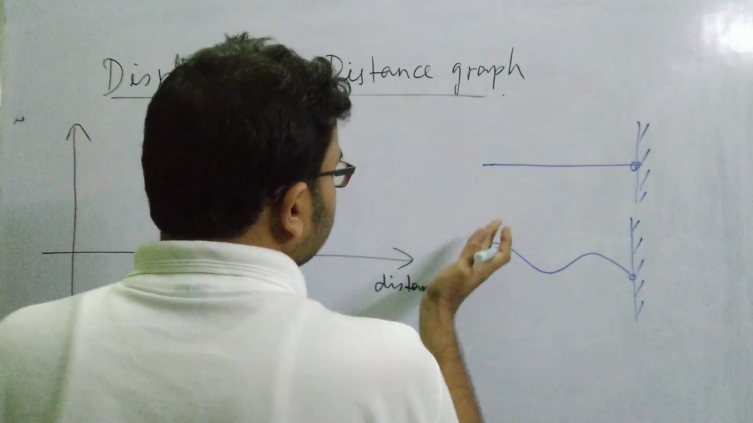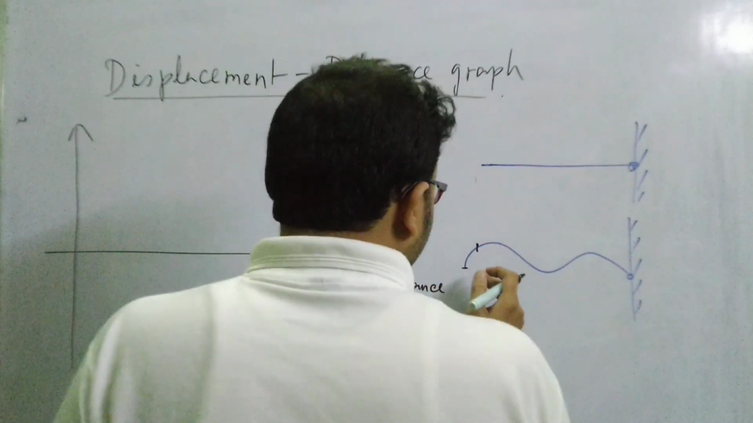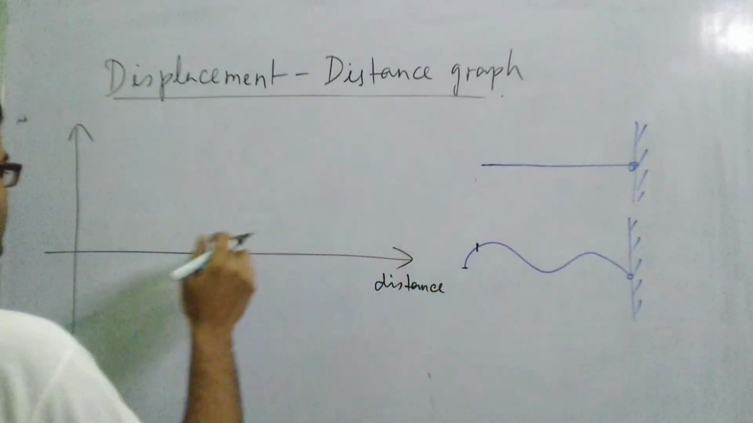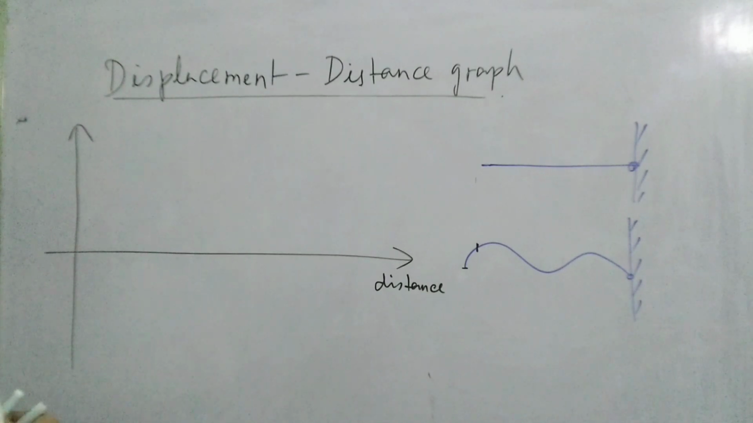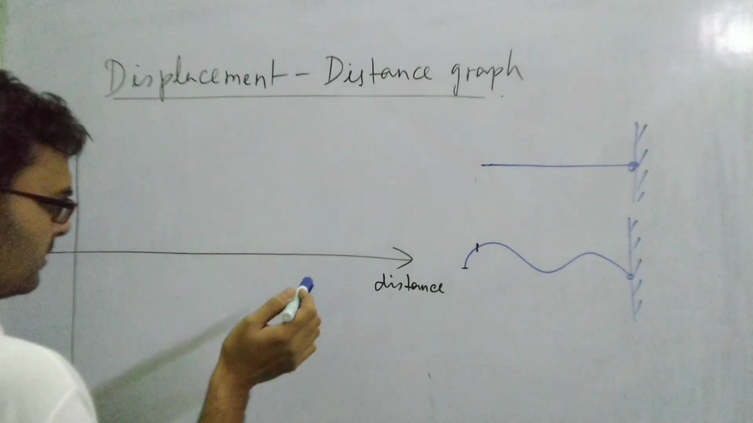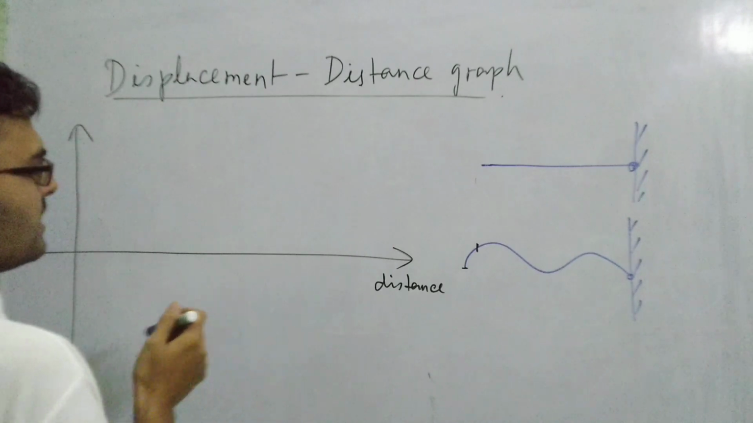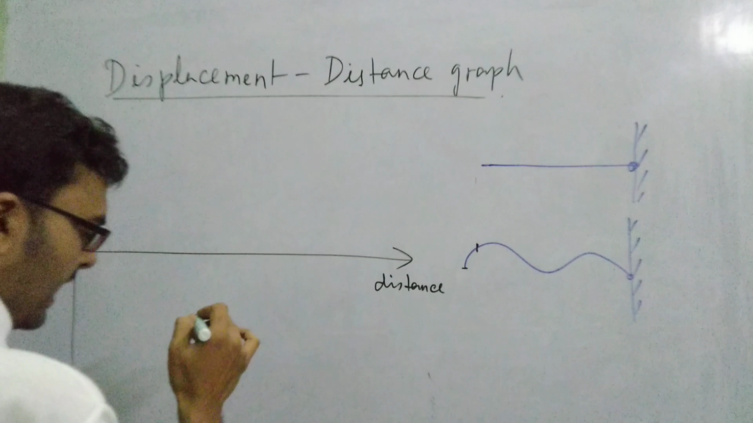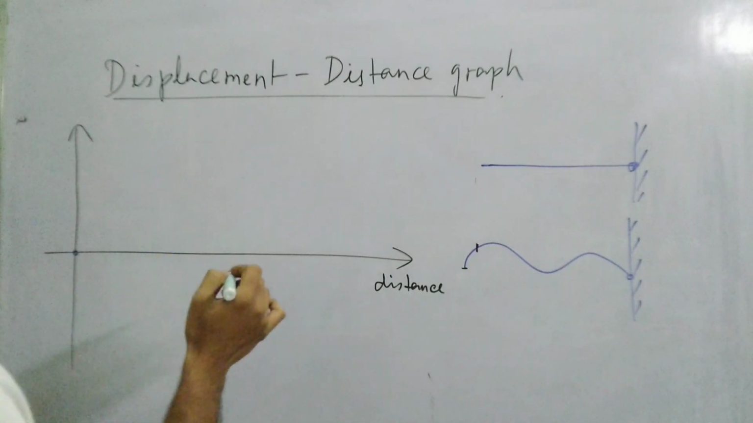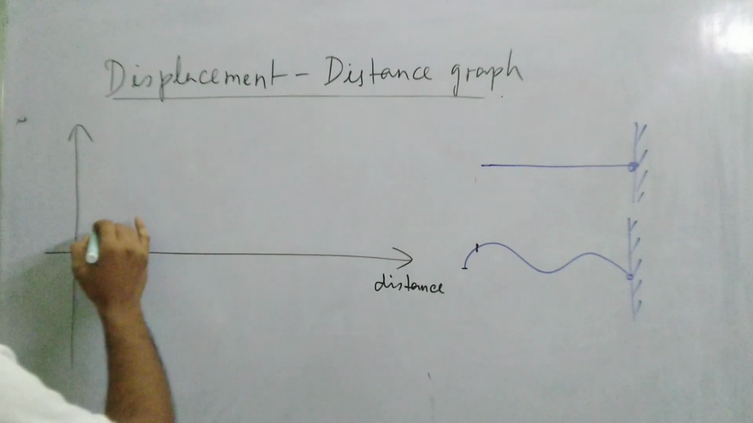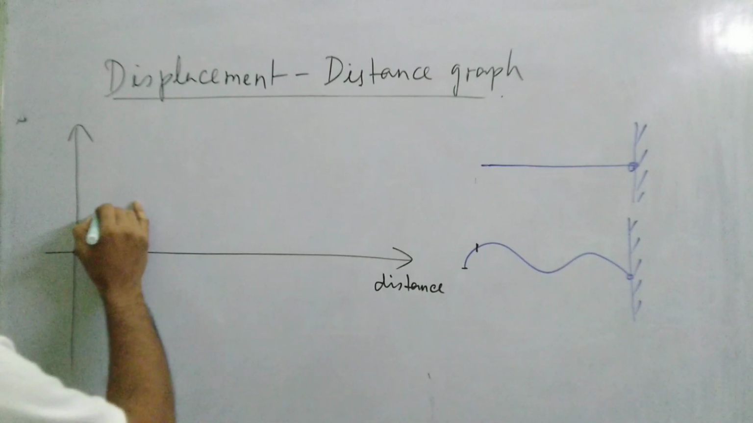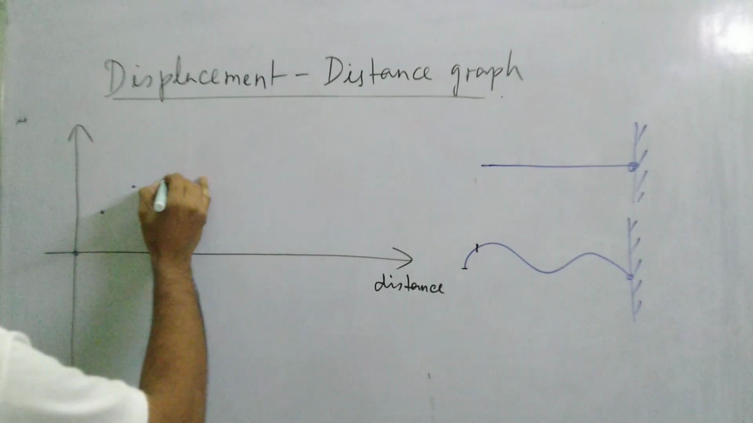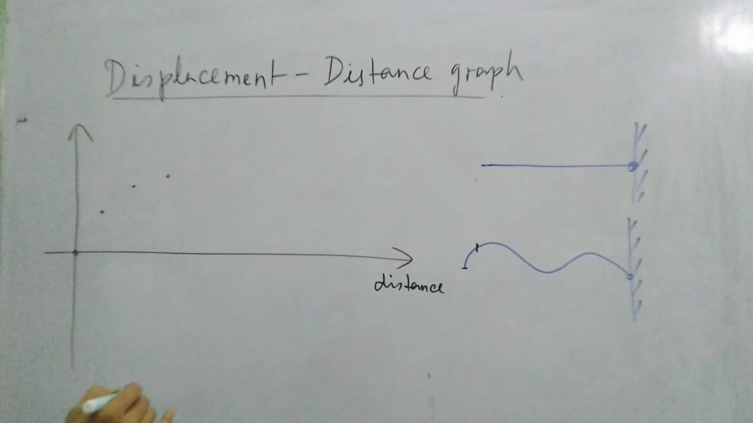If we move on, we will get something like this: if we consider this starting point as the origin, then the particle at the origin, or at 0 cm distance, has zero displacement. So you get a point like this. As we progress with the distance, some particles are displaced from the mean position at a height like this, then some particles at a height like this, and like this it reaches a maximum displacement from the mean position.